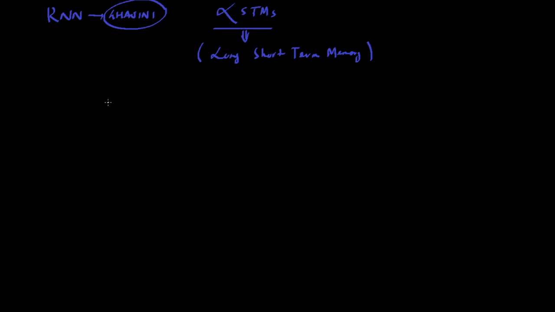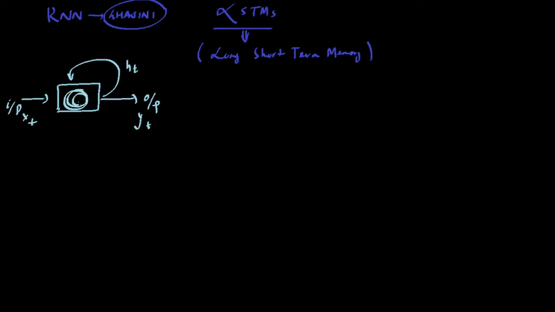Now, how does the RNN architecture look? It is very simple. Let's say you have an input, then you have an output, and there is an h_t that comes. Input as x_t, output as y_t. The internal architecture here was very simple to understand.